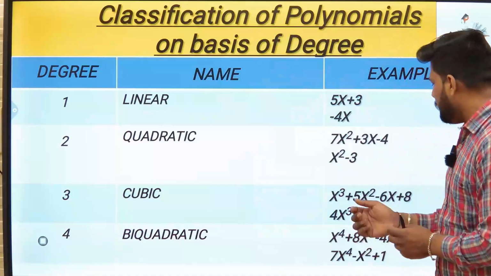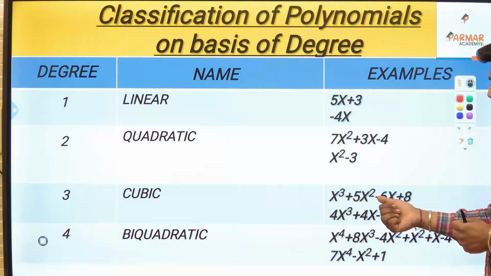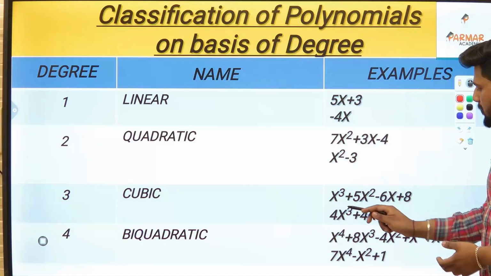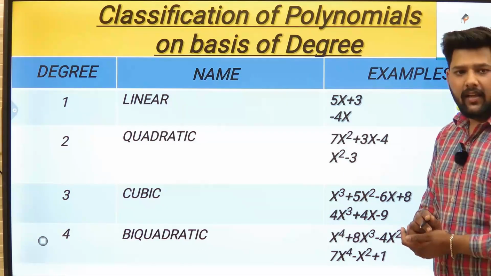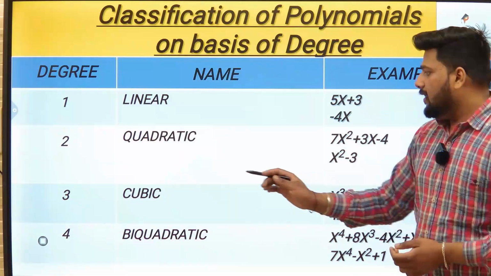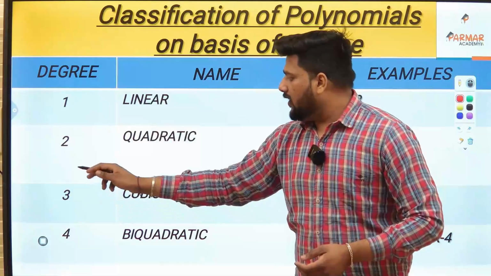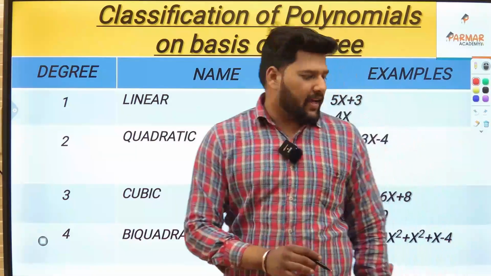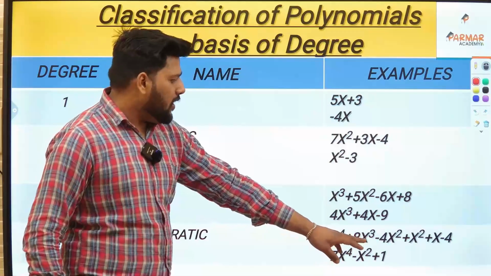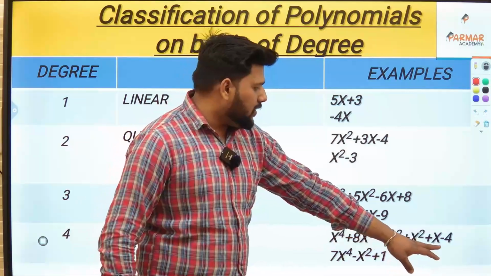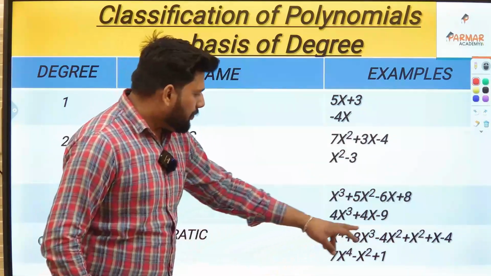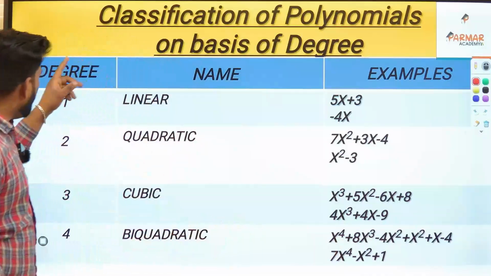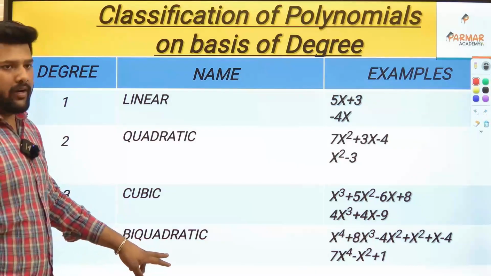In the next example, x cube plus 5x square minus 6x plus 8. In this polynomial, the highest exponent is 3, and polynomials of degree 3 are called cubic polynomials. And in the last example, x raised to power 4 plus 8x cube minus 4x square plus x minus 4. Here the highest power of this polynomial is 4, and polynomials of degree 4 are called biquadratic.